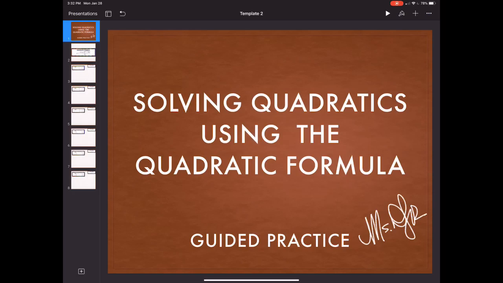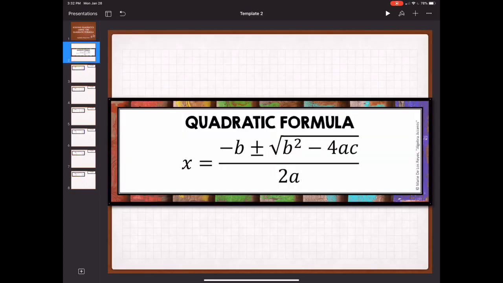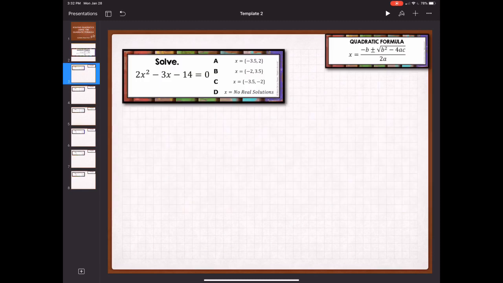Today we're solving quadratic equations using the quadratic formula. So this is the quadratic formula. X equals negative b plus or minus the square root of b squared minus 4ac, all divided by 2a. So we're going to use that formula in all of these problems.